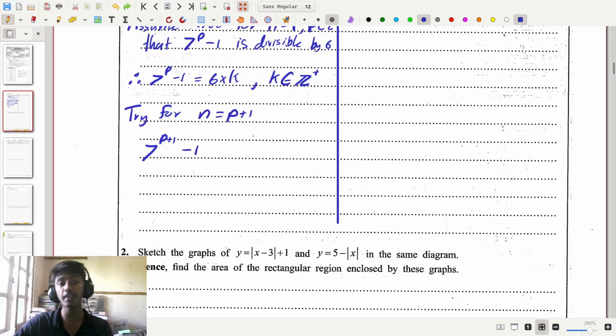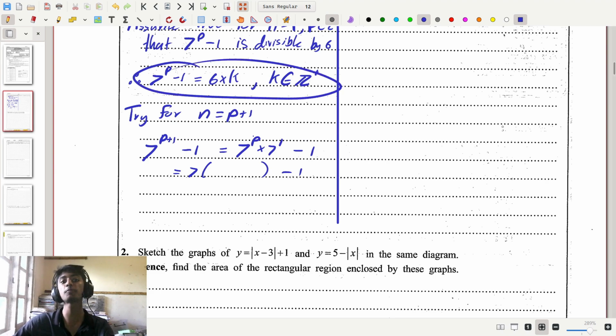So considering this expression, we can see the 7 has a power of p plus 1. And from what we know by index rules, if you have a power of a plus b, it is that base raised to the first power times that base raised to the second power. So therefore, this 7 to the power of p plus 1 minus 1 is equal to 7 to the power of p times 7 to the power of 1 minus 1. Now considering this, what we have is 7 times 7 to the power of p, which I'm going to put a bracket around as a placeholder here, minus 1.